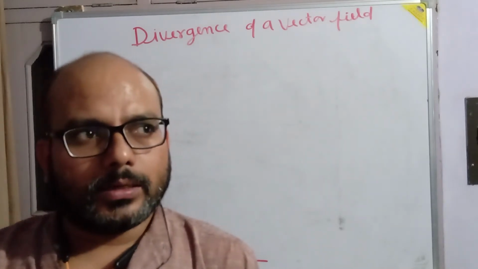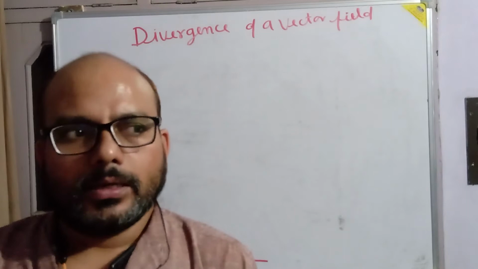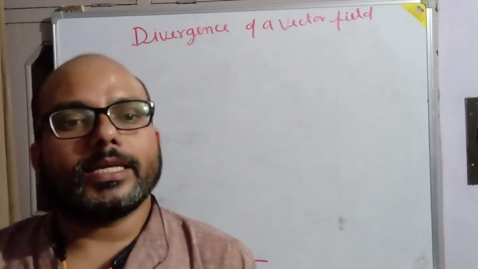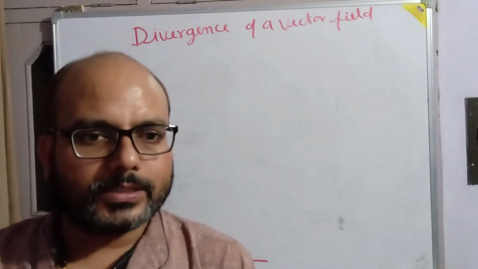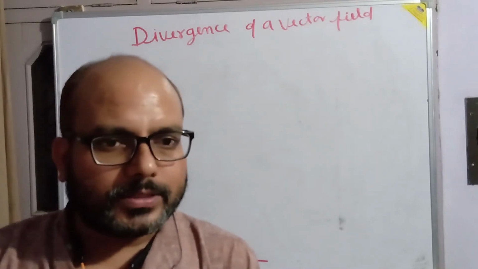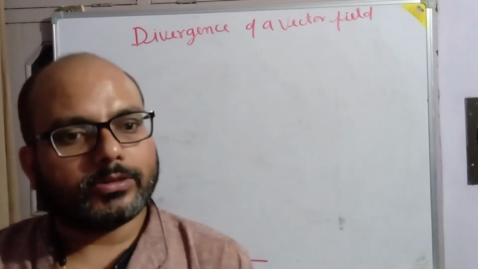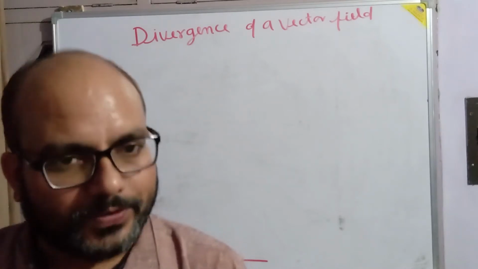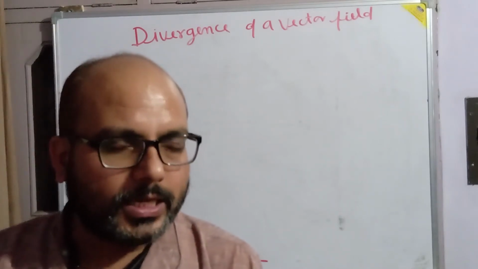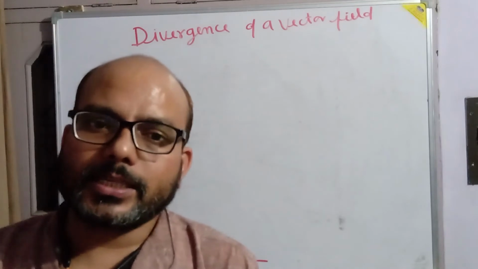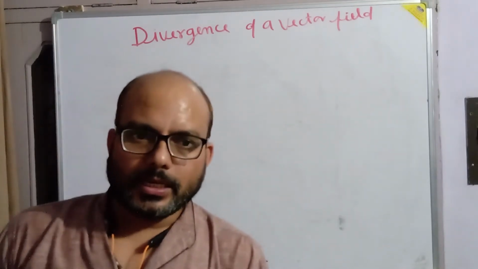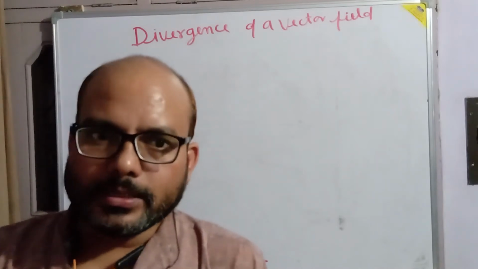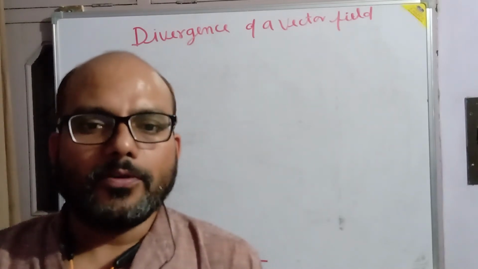When the del operator operates on a scalar function, the scalar function turns into a vector field. That means the gradient turns a scalar field into a vector field. Clear? The gradient turns a scalar field into a vector field.